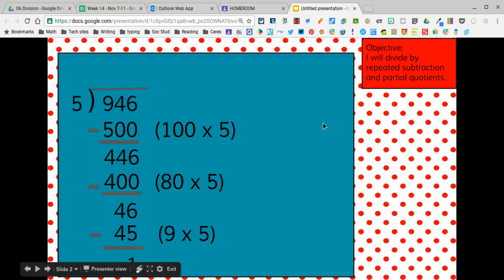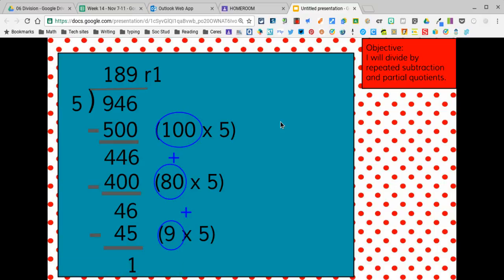Now to figure out my answer, I think, well, the first time I put 100 in each of those 5 groups, the next time I put 80 in each of those 5 groups, and the last time I put 9 in each of those 5 groups. Adding up those, I end up with 189 in each group, and I have 1 left over as my remainder. So we took 946 items and put them evenly into 5 groups, and each group would end up with 189 in them, and there is 1 left over as our remainder.